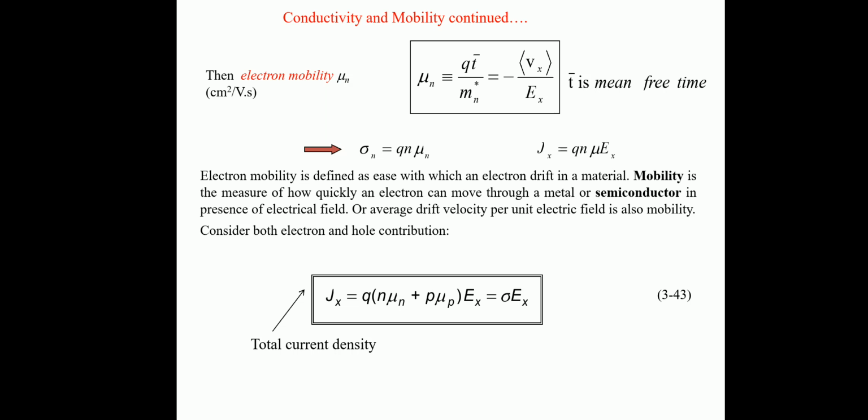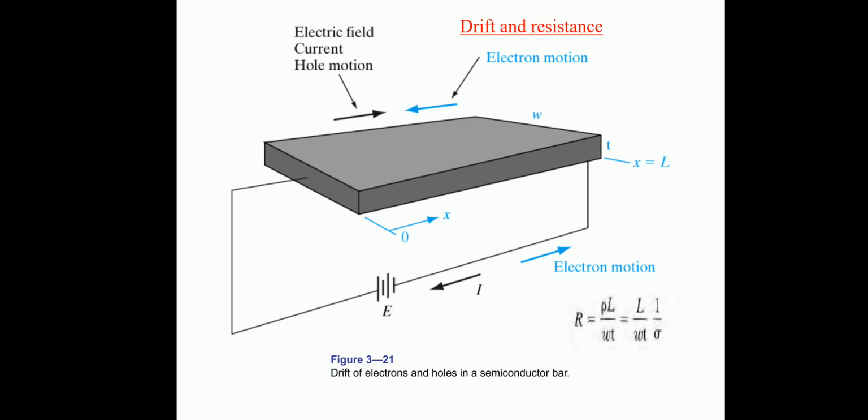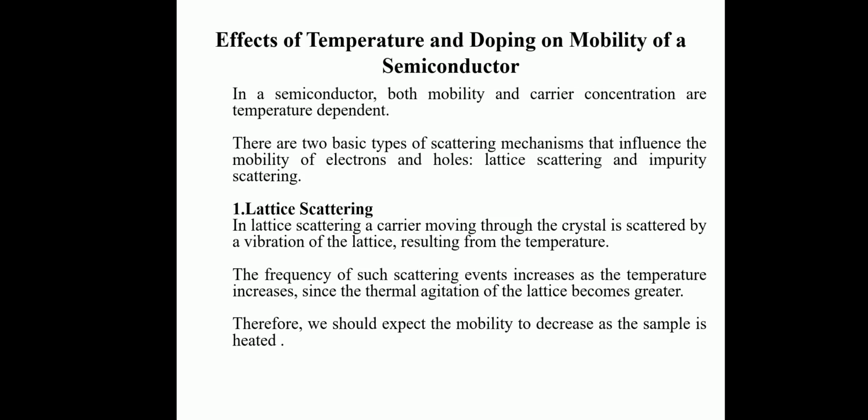So these things we studied in the previous class. In this class we are going to see the effect of temperature and doping on mobility. In a semiconductor, both mobility and carrier concentration are temperature dependent. In the first module we studied how to derive the expression for carrier concentration, and there we saw that n0 and p0 depend on temperature. Similarly, the mobility also depends on temperature.